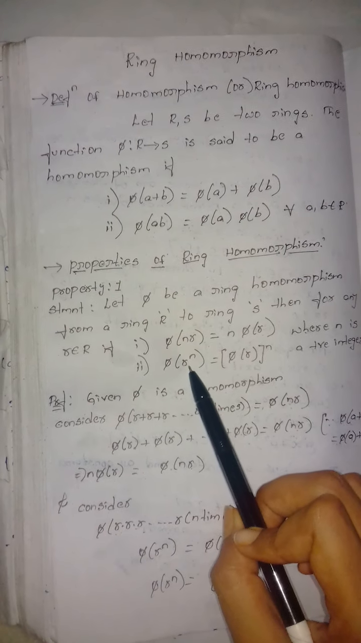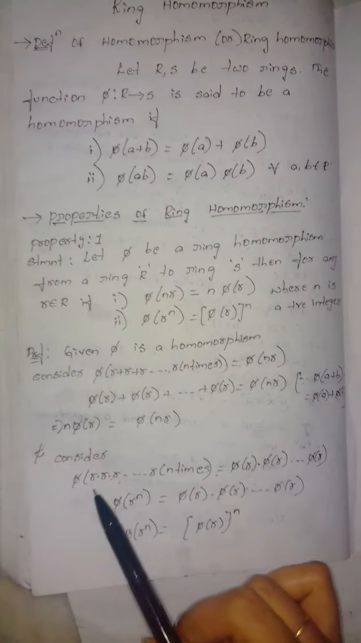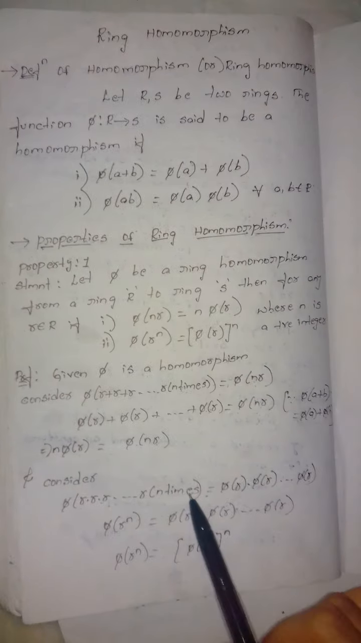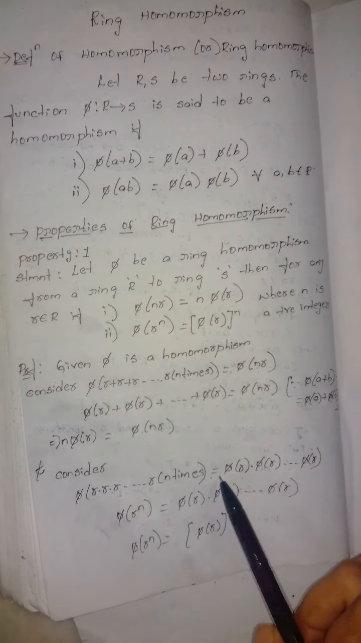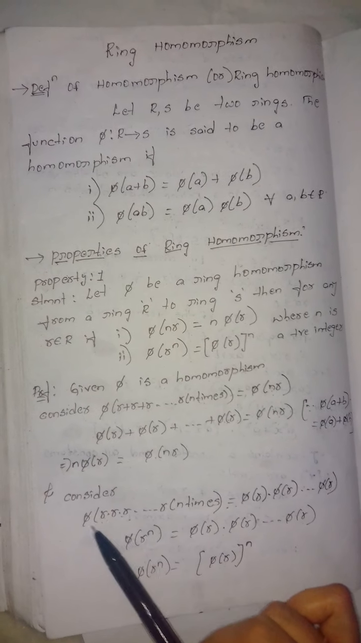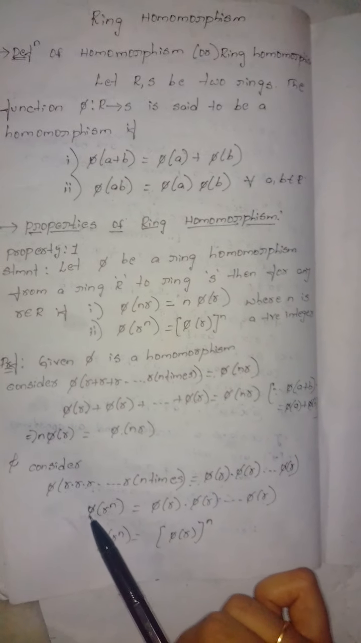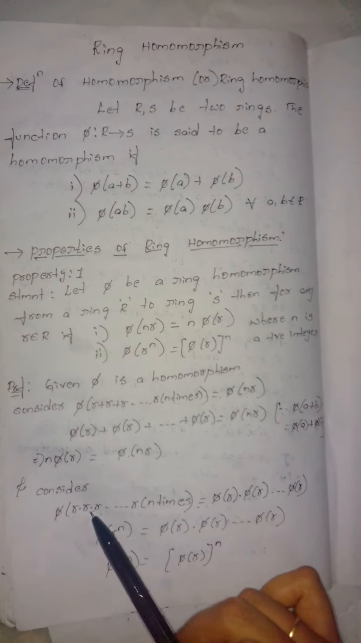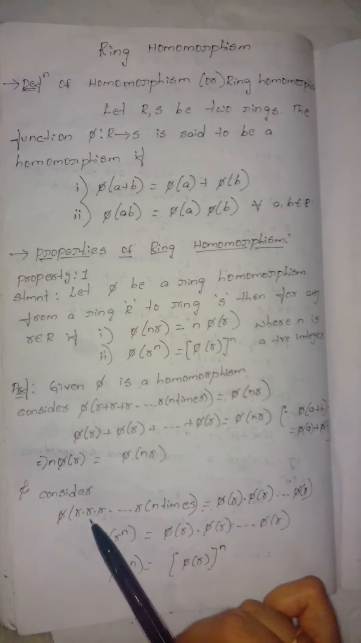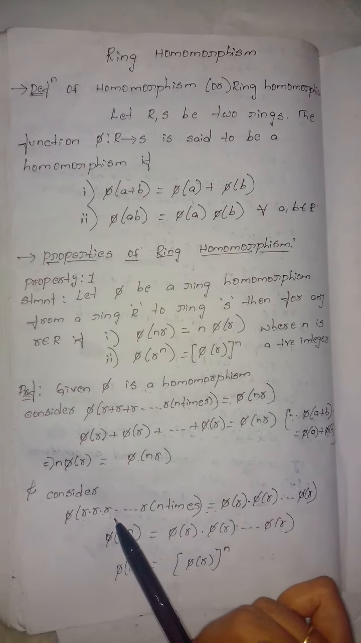To prove this one, we consider pi of r times r up to n times. That implies, by using the multiplication property of homomorphism, we can write it as pi of r times pi of r, and so on up to pi of r. In the next step, how did we get r power n? r times r we can write as r square. If it is r times r times r, we write it as r cube.